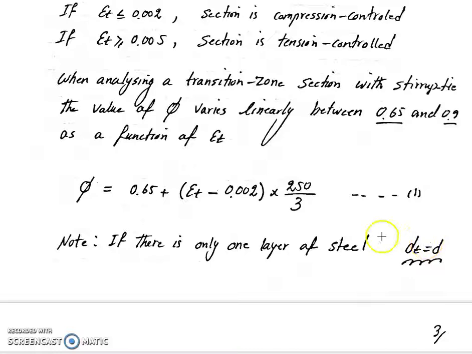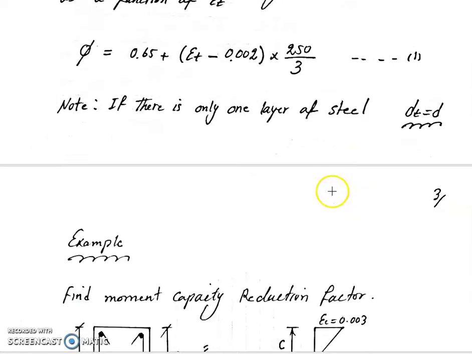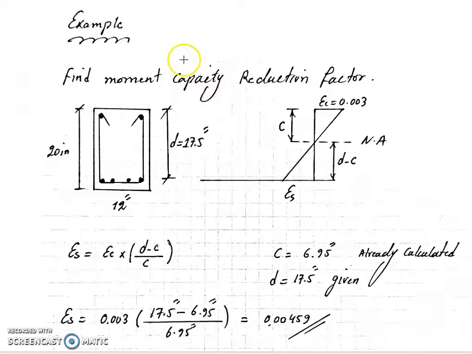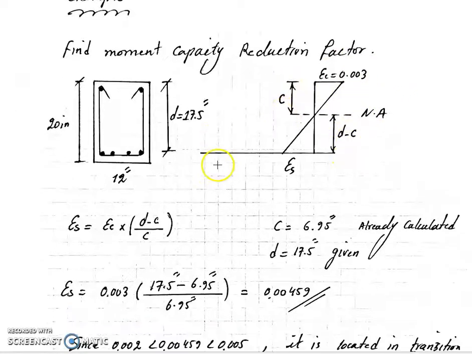Let's take a look at an example together. So this is the example that we have. We have this beam with this hoop, and d is given, bw is given, and the depth of the beam, or h, is given. So we draw our strain diagram here. This is our epsilon s for the steel, and this is our epsilon c for the concrete, 0.003, and the neutral axis. This here is d minus c, and this here is c.